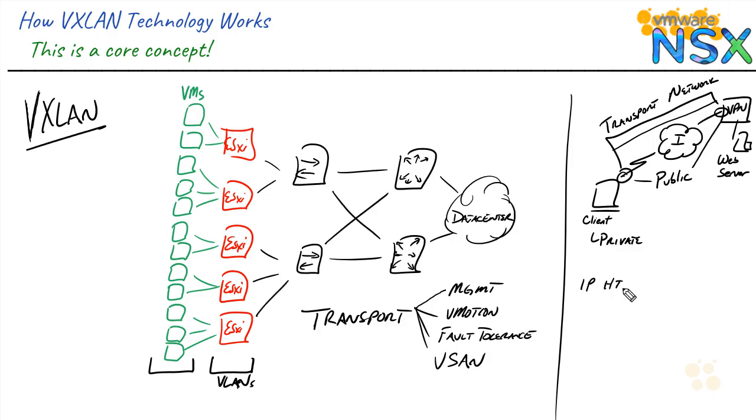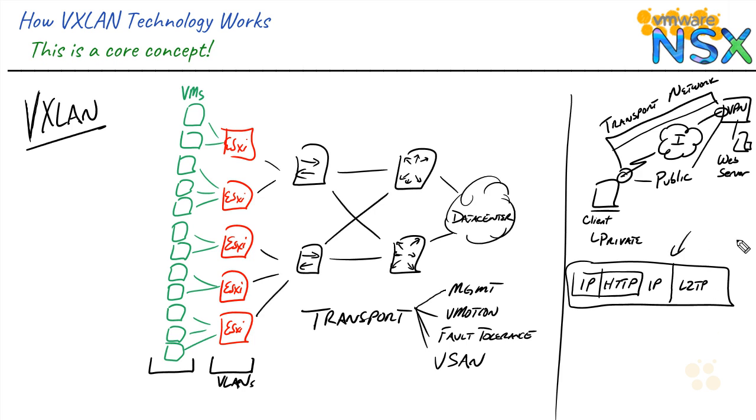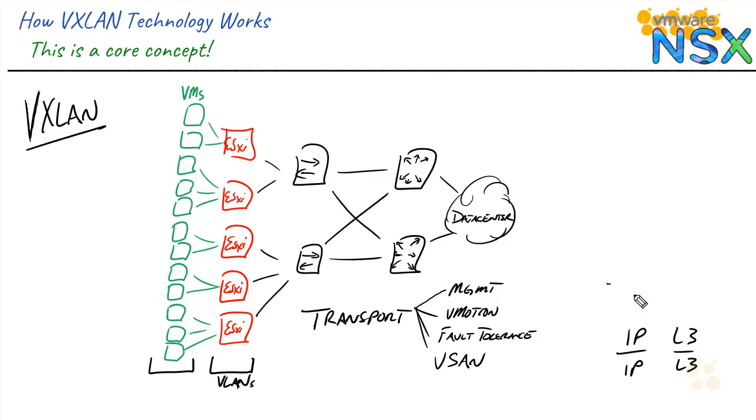So I could have an IP packet with an HTTP header, which is then encapsulated in an IP packet with an L2TP IPsec VPN header. Over the transport network, only the outside portion is seen. Once we cross into the VPN connection, the inner portion is seen. This is IP over IP, or layer 3 over layer 3 encapsulation. I told you that to tell you this.